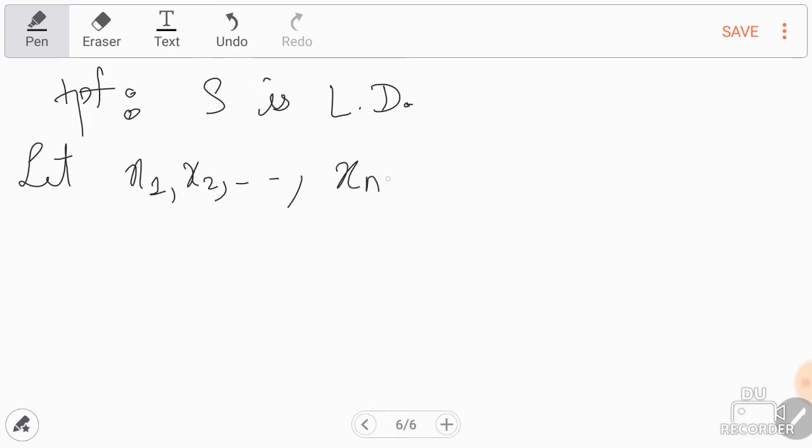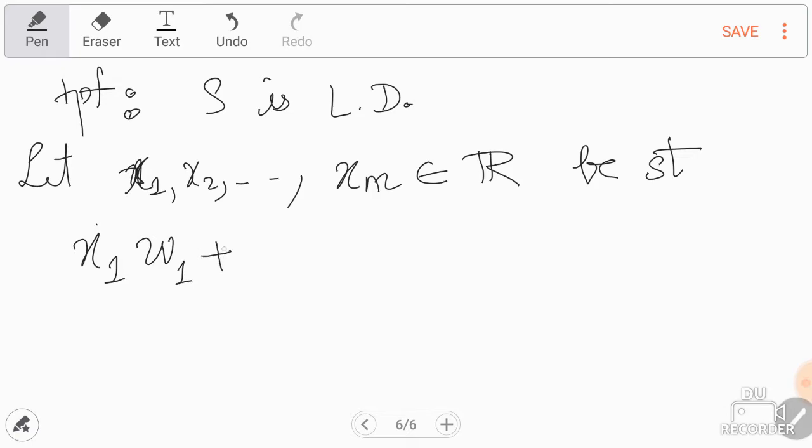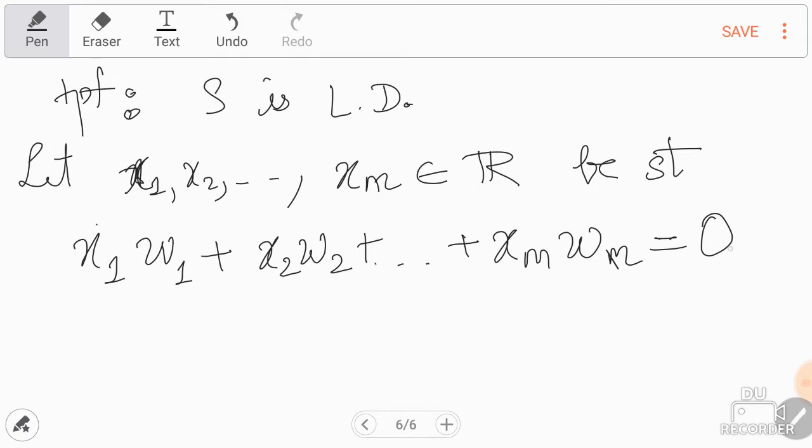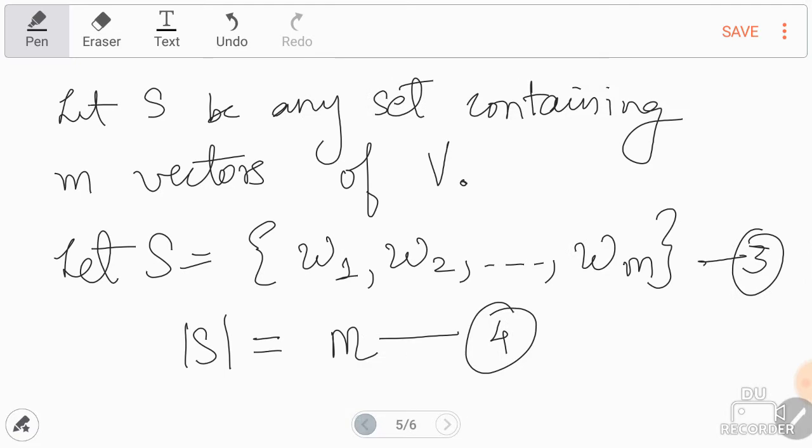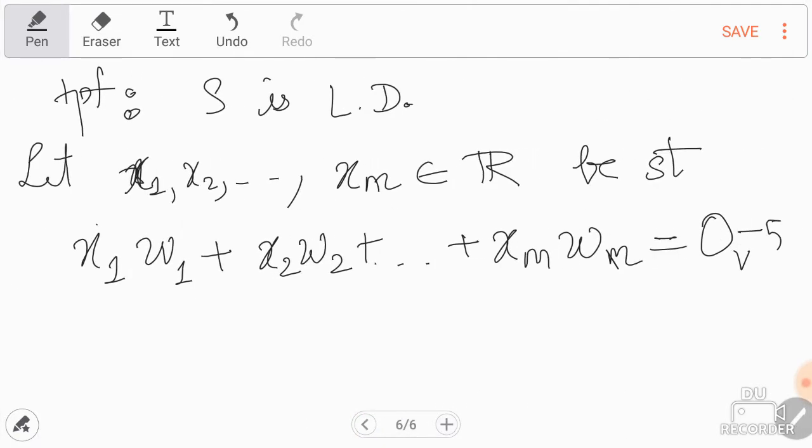So let us start with any linear combination. There are m vectors, right? So we'll need m scalars. So let x1, x2 and so on up to xm be real numbers such that x1 times the first vector of S plus x2 times the second vector of S plus and so on up to xm times the mth vector of S is equal to the 0 vector. What was the last equation number? It was 4. So let's call this 5.